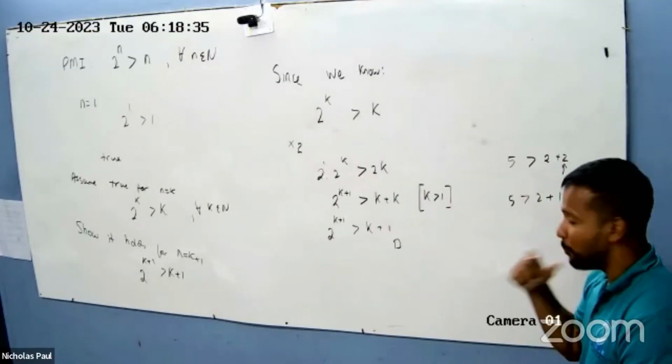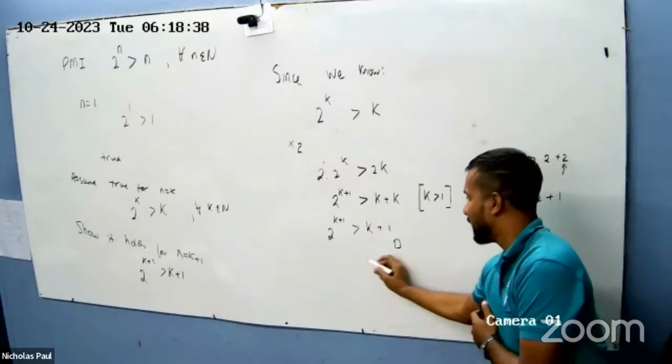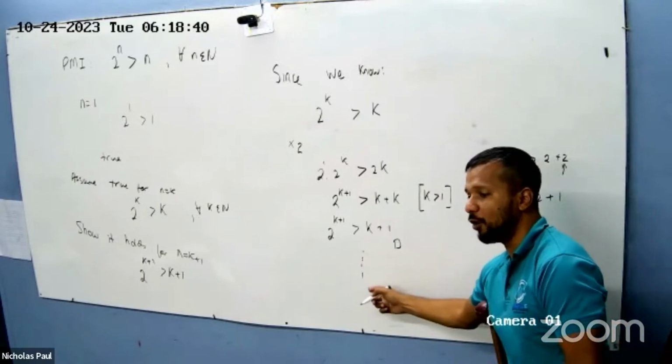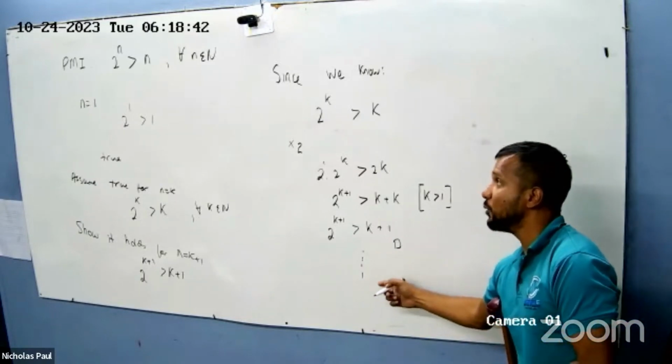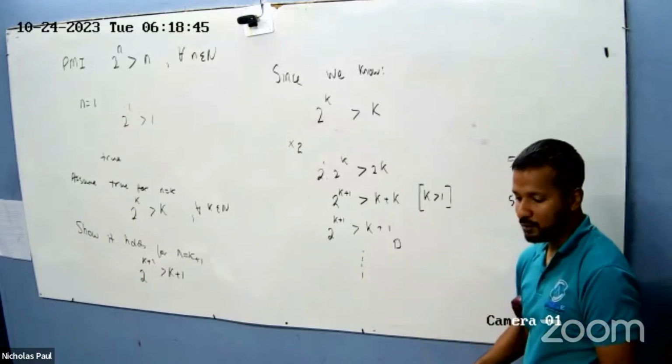Copy down. Oh, by the way, you have to write the last line. Since it holds for n equal to 1, n equal to k, and n equal to k plus 1, it holds for all.